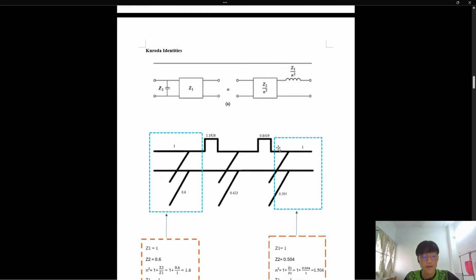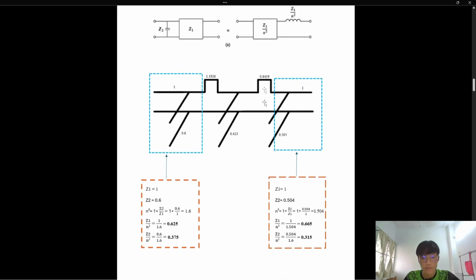Okay, next, let's talk about the Kuroda identities. Basically, the Kuroda identities are used to rearrange the transmission lines. Let's take a look at this first situation, which is these 2 parts. We can see that Z1 is equal to 1, and Z2 is equal to 0.6. By using the formula, we can get that n squared is equal to 1.6.